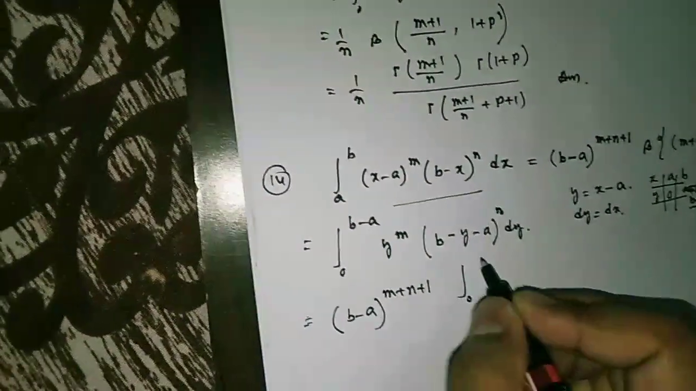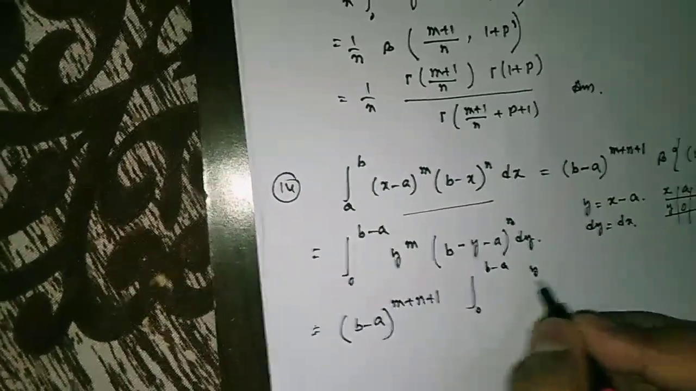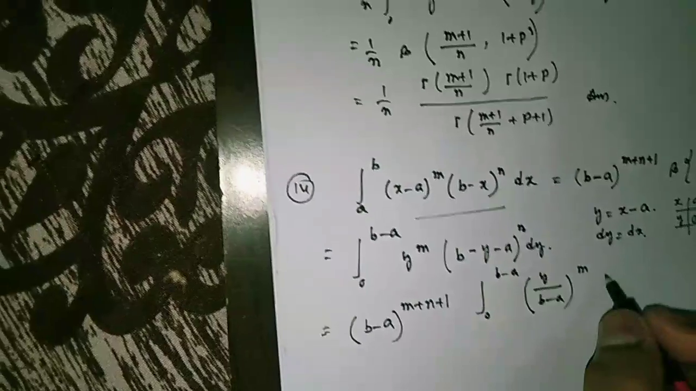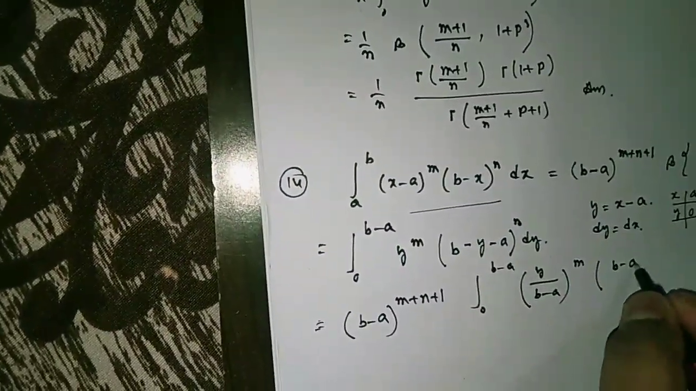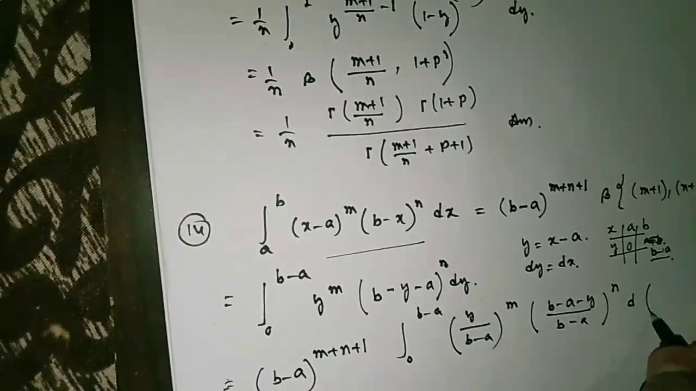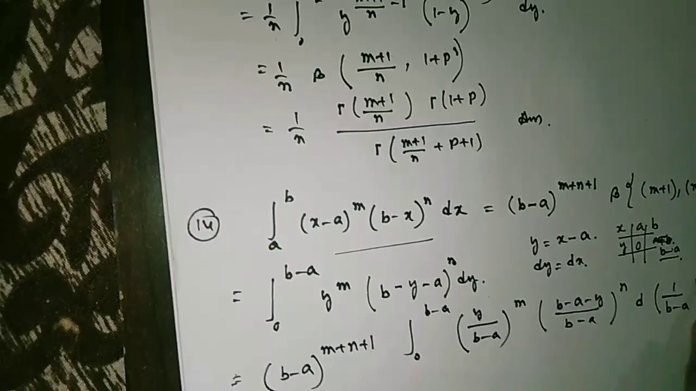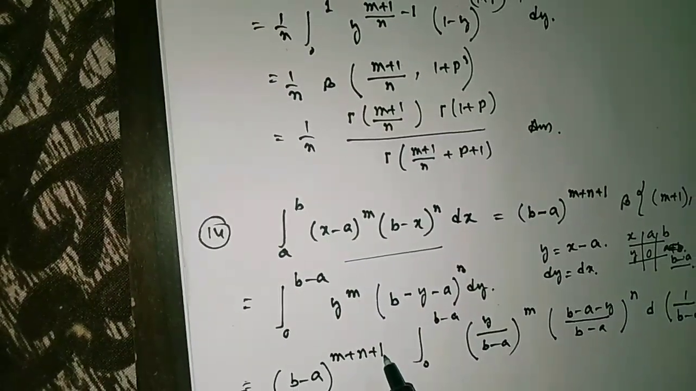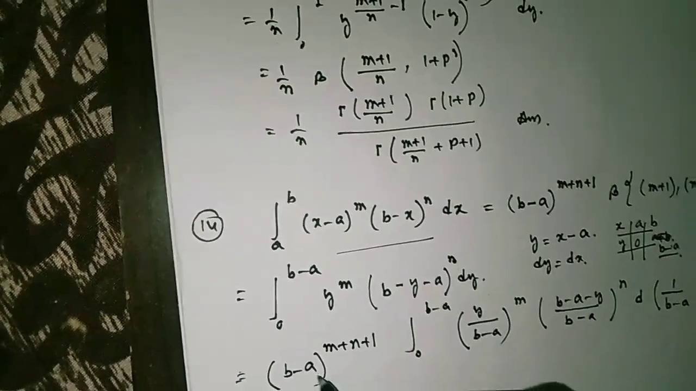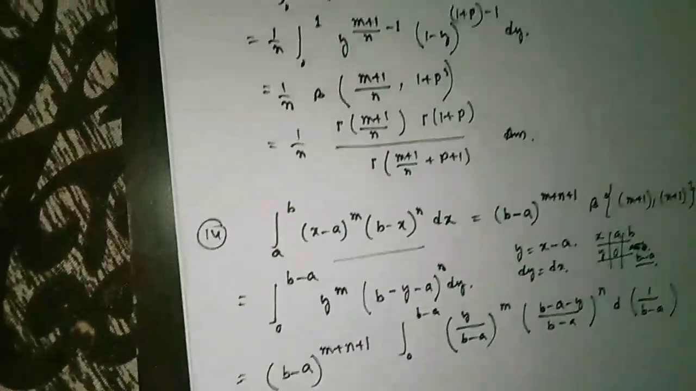Okay, so I can write 0 to b minus a into (y by b minus a) to the power m into (b minus a minus y by b minus a) to the power n, okay, into d of 1 by b minus a. So because of (b minus a) to the power m and (b minus a) to the power n, it's clear.